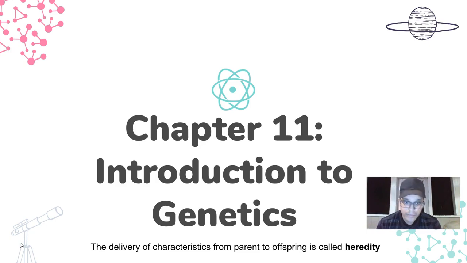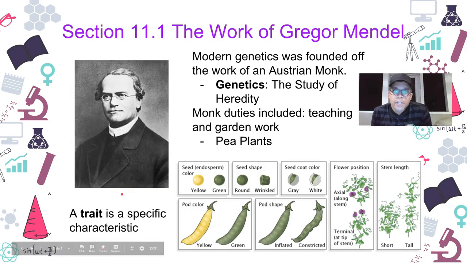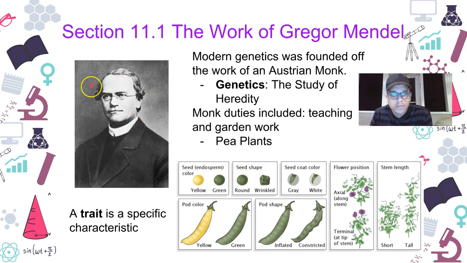And so the delivery of characteristics from parent to offspring is called heredity. Modern genetics was founded off the work of an Austrian monk, and it's this dude right here. His name's Gregor Mendel. And so genetics is the study of heredity, and if you remember, heredity is the characteristics passed from parent to offspring.